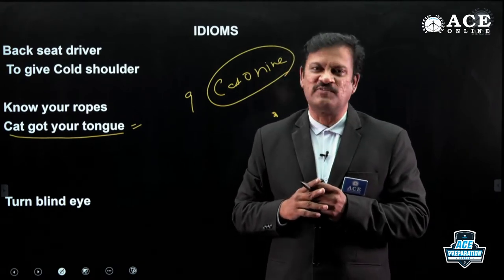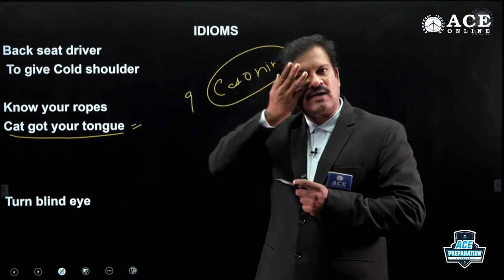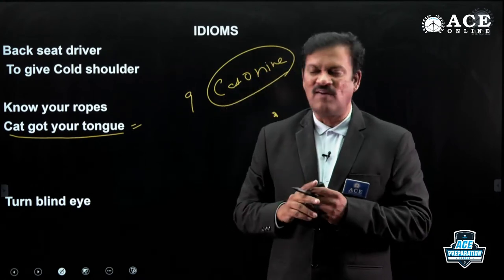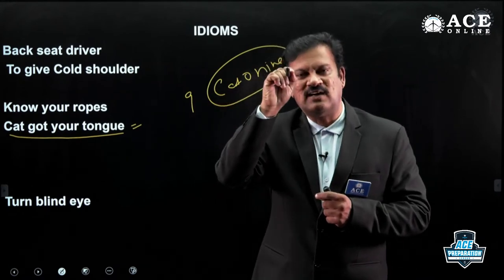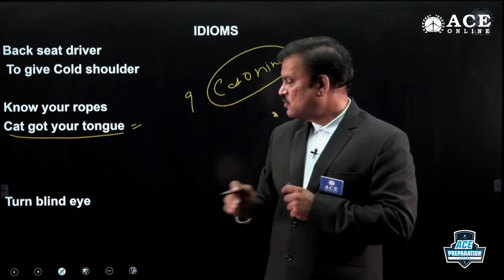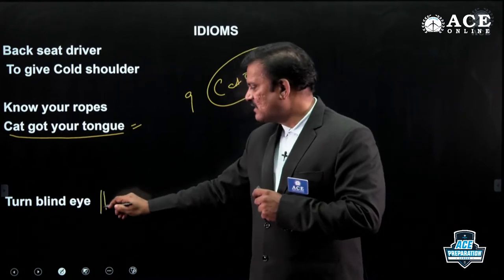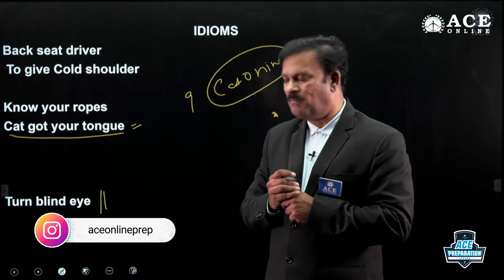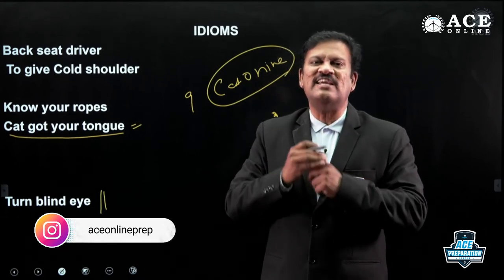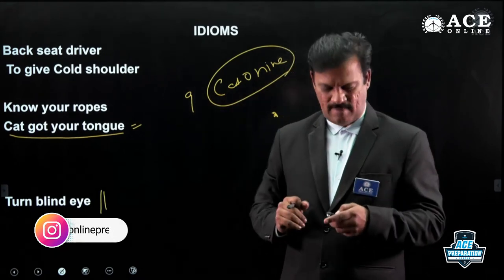You might have seen that in most English movies, warriors have one eye covered. So he purposefully put the binoculars to the eye which is blind. So that gave the meaning to this particular phrase. Turn a blind eye means purposefully ignoring some instructions.